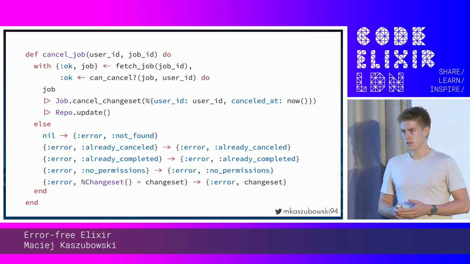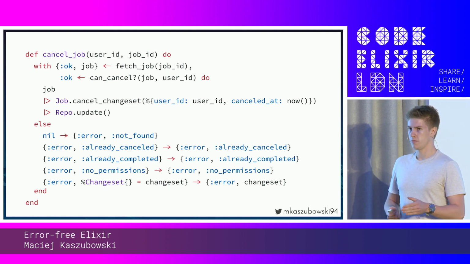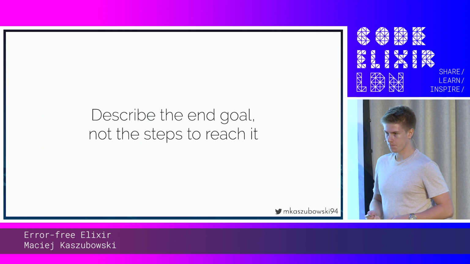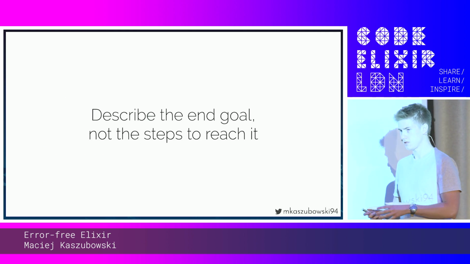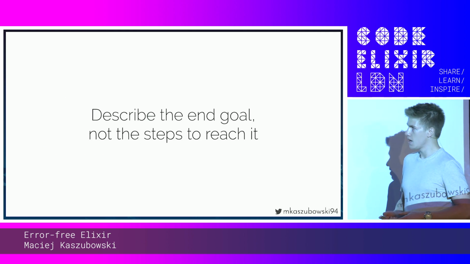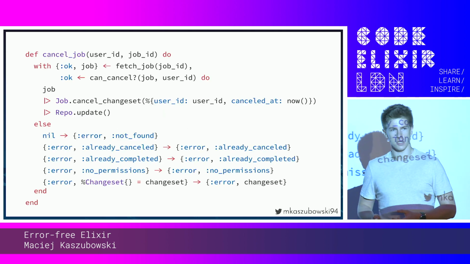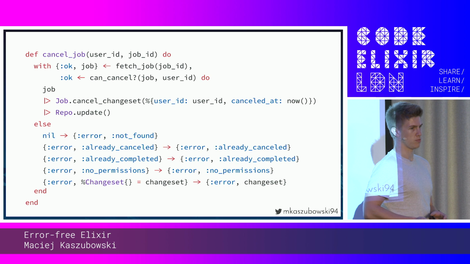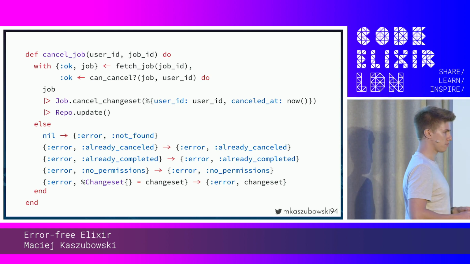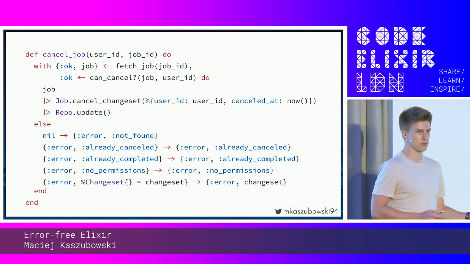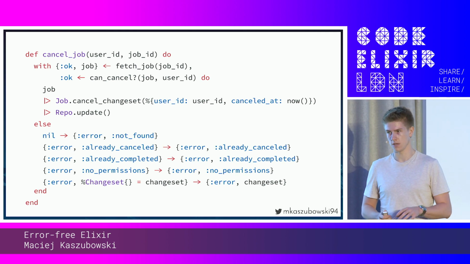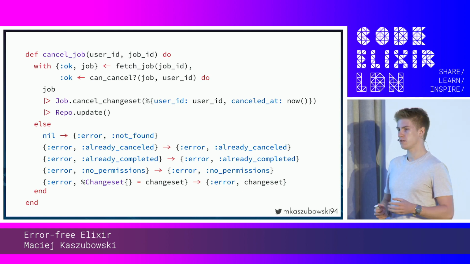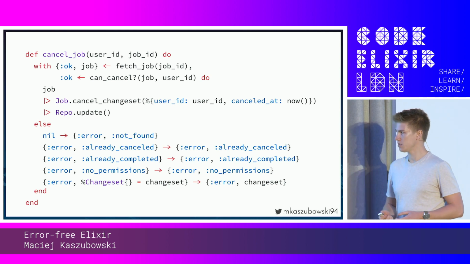Thinking more declaratively means that we don't care about instructions. We want to think about the end goal, the end state. We want to think about what should be the outcome of the function. And if we think that way, we see that the outcome of this function is that after calling it, the job should be cancelled. We don't care that this code should cancel the job, but the job should be cancelled after calling it.